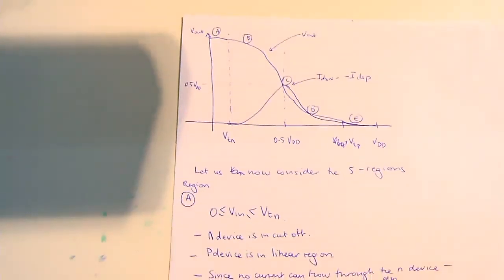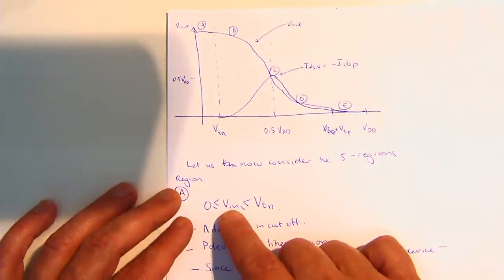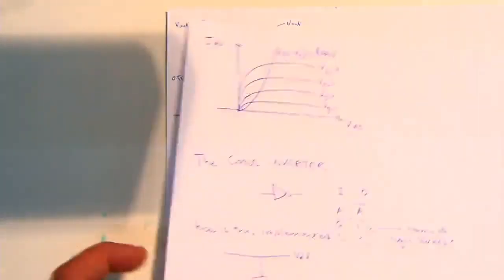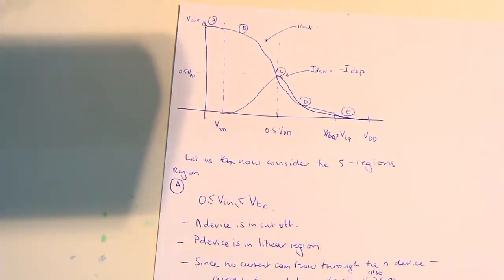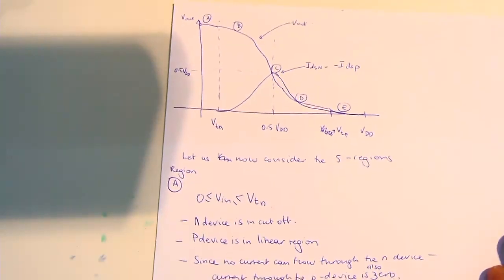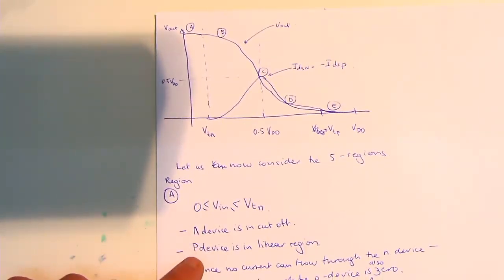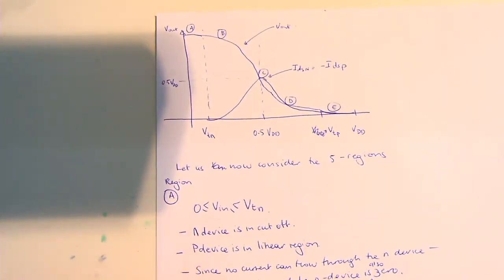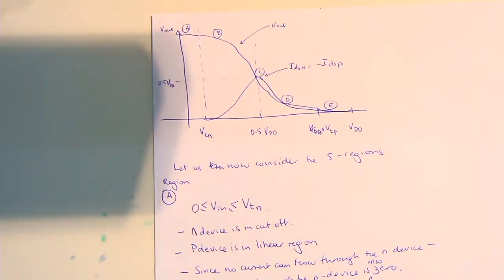Okay, so let's look at all the regions. Let's look at the region where the input, which is the input to the gates, is less than the threshold of the N transistor, the NMOS. Okay? So what we know is the N device is in cutoff, the P device is in its linear region, but there's no current that flows. Why doesn't any current flow? Which one's cut off? N-type. Perfect.